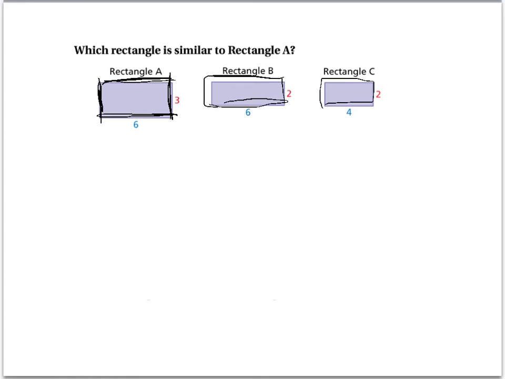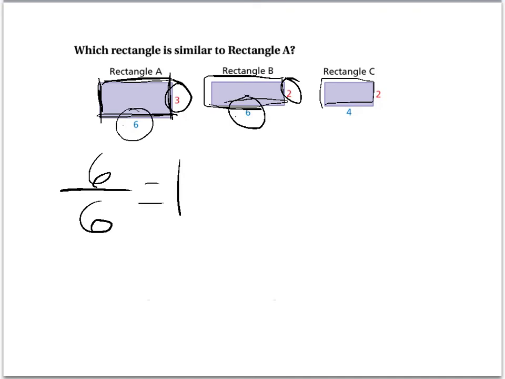So what can we figure out that's similar? Well, as we talked about on the first slide, if I compare corresponding sides with each other, 6 to 6 and 3 to 2. Well, 6 over 6 equals 1. If I then do these two, 3 over 2 does not equal 1. So A and B are definitely not similar to each other in that case.